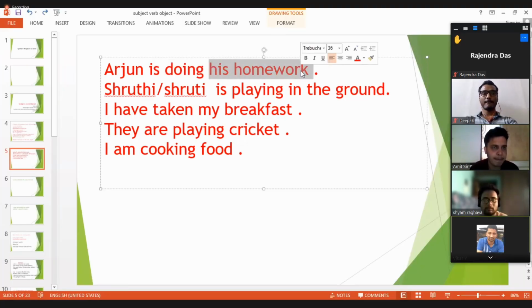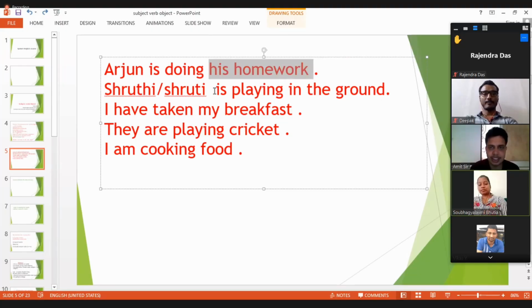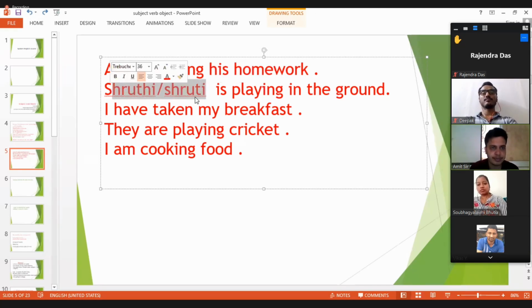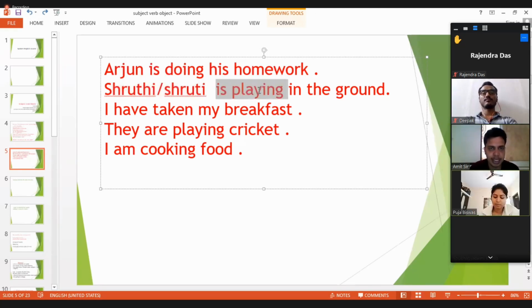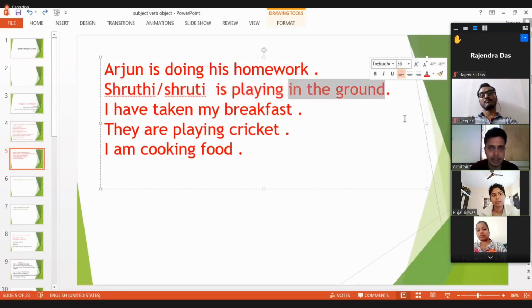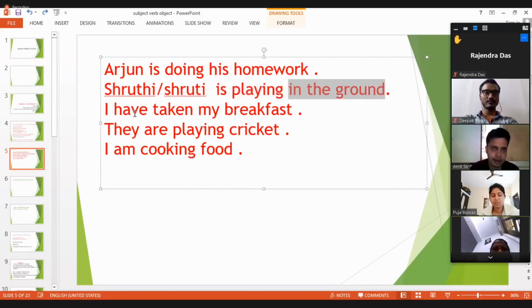The same way, Shruti is playing in the ground. Even if you don't write the ground, why you have to use the, I'll let you know in the article topic. One by one: Shruti is the subject here. Playing is the verb, and in the ground is the object.